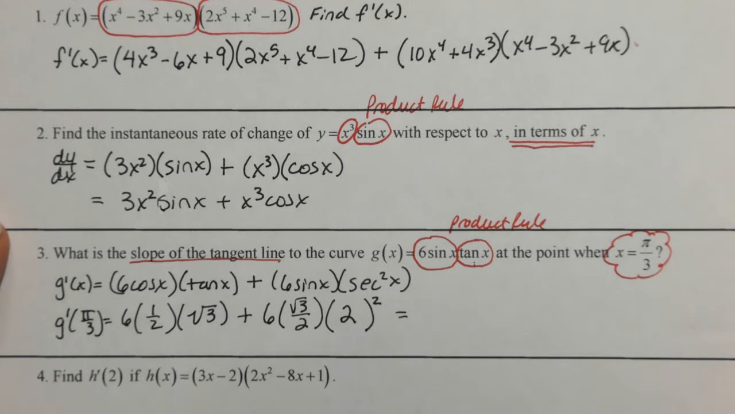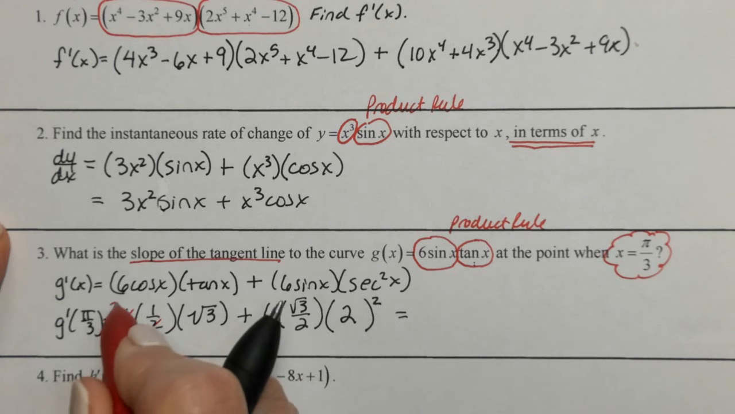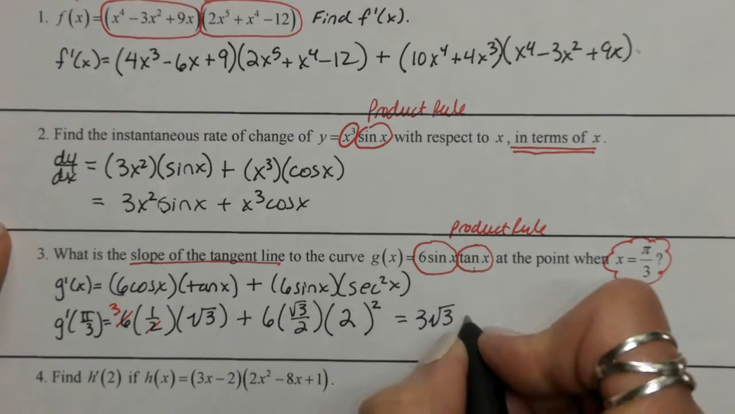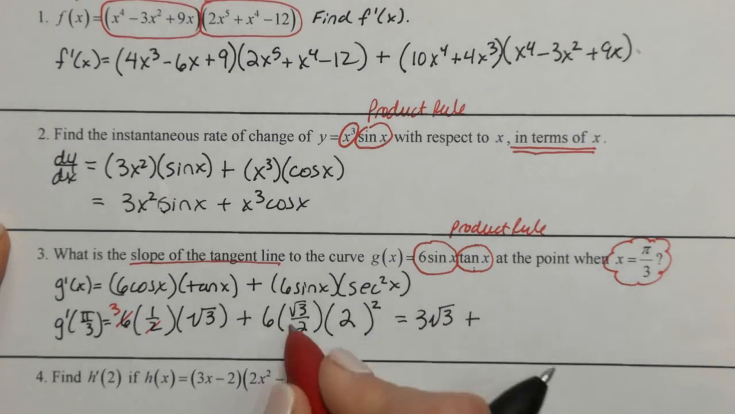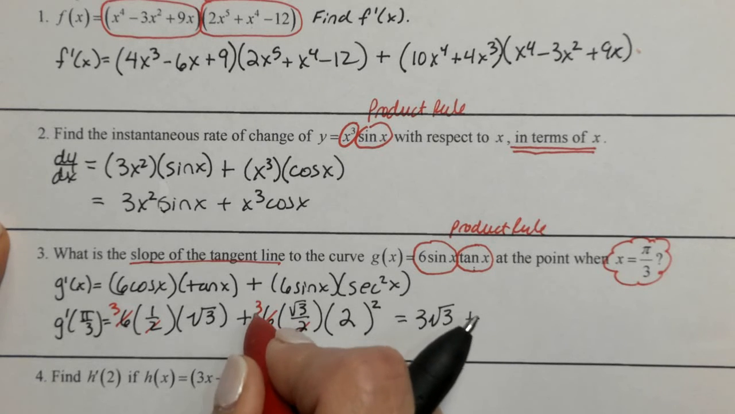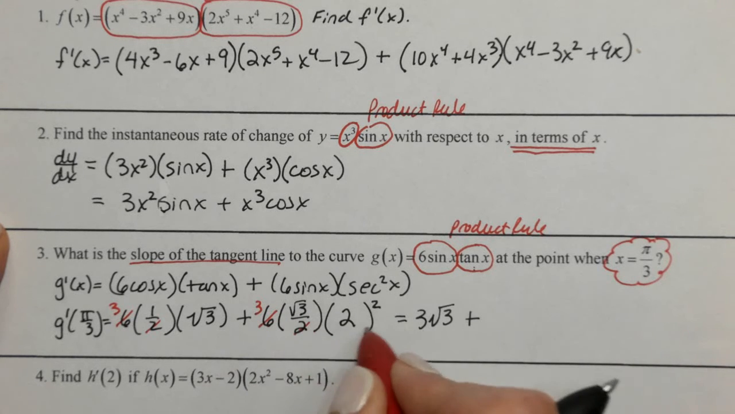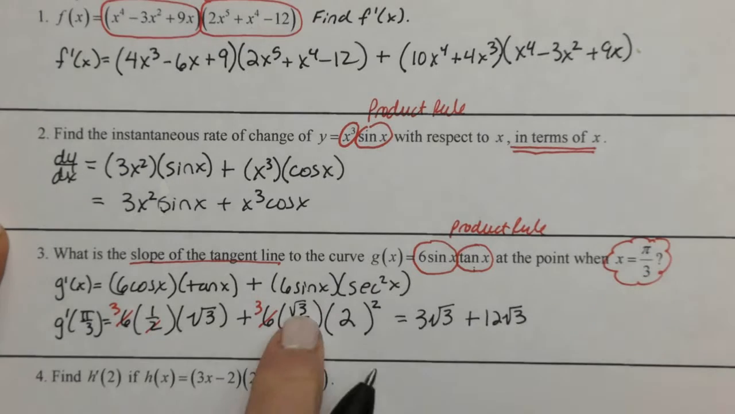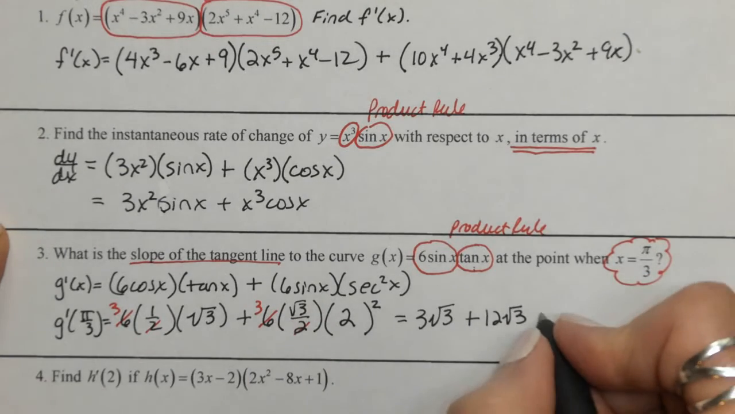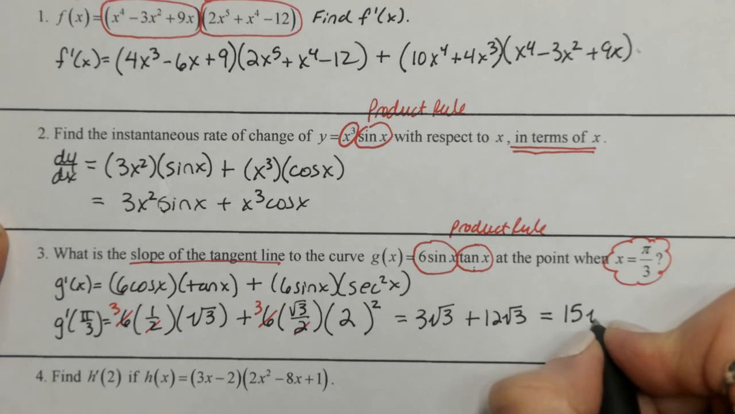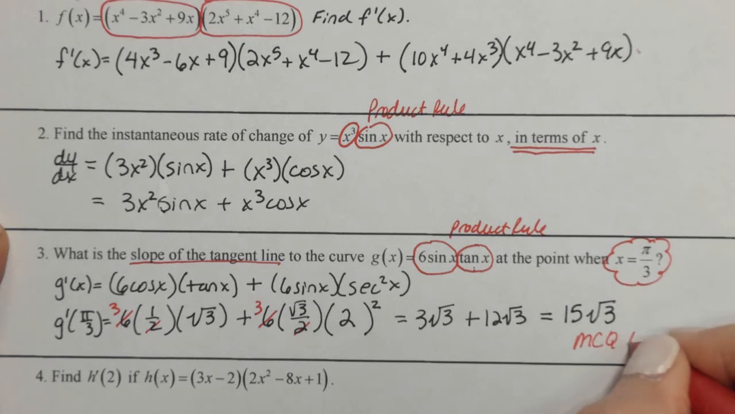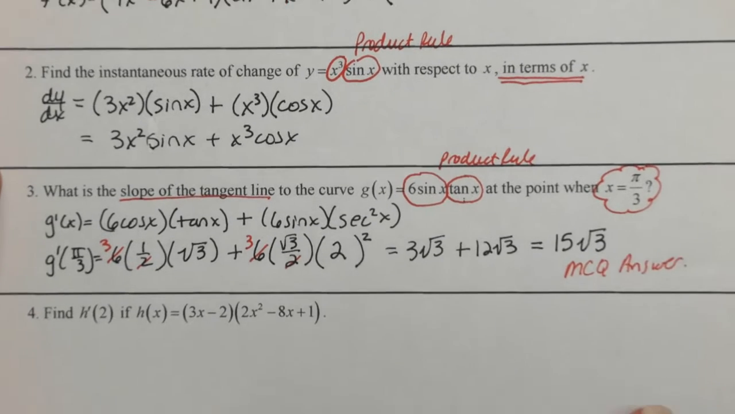Okay, 2 goes into 6 3 times, so that's going to be 3 square root 3 from that piece, plus 2 goes into 6 3 times. 3 times 4 is 12. Square root 3. Combine our like terms, 15 square root 3. This would be the multiple choice answer. Okay.